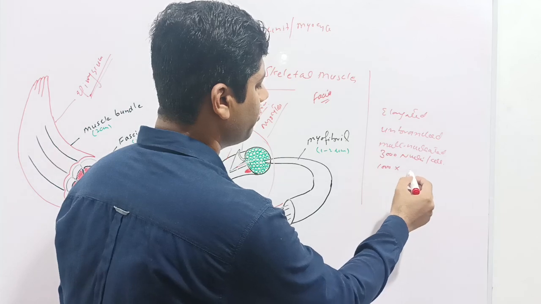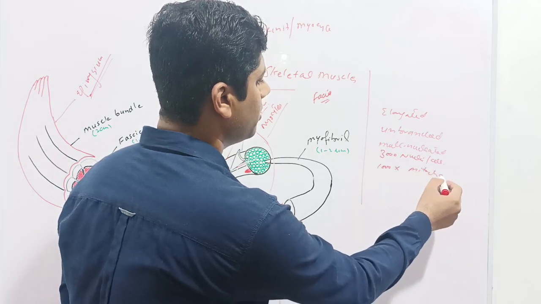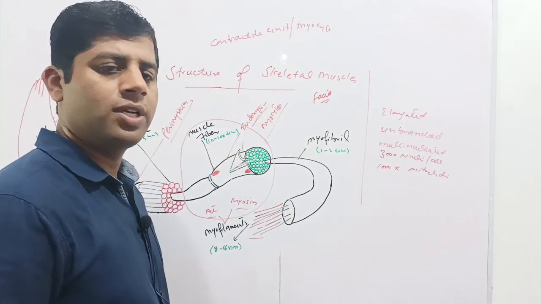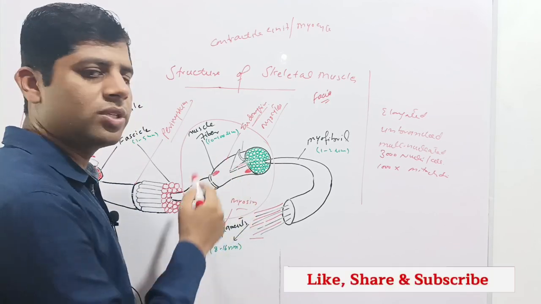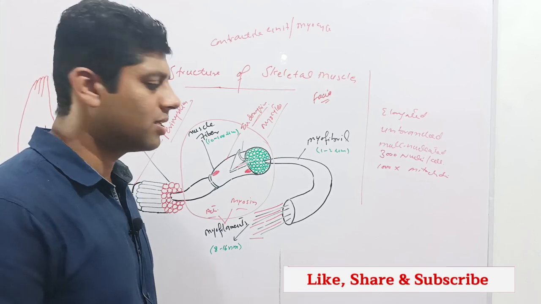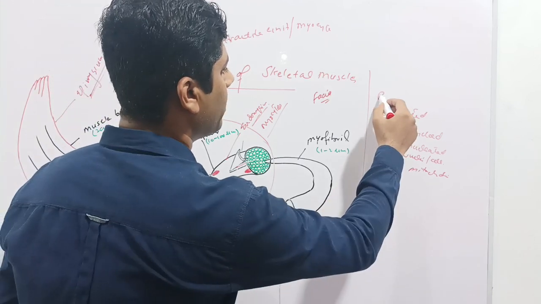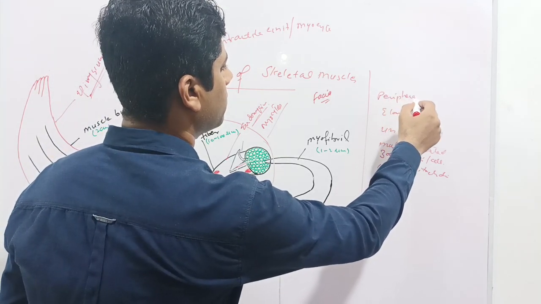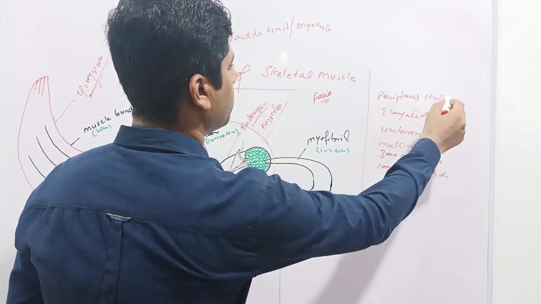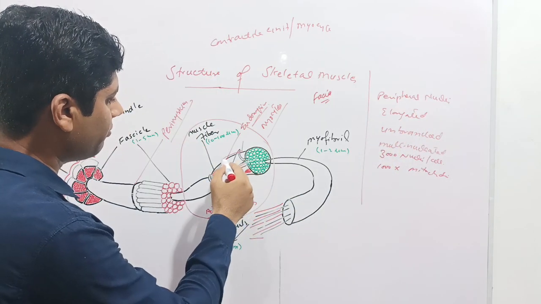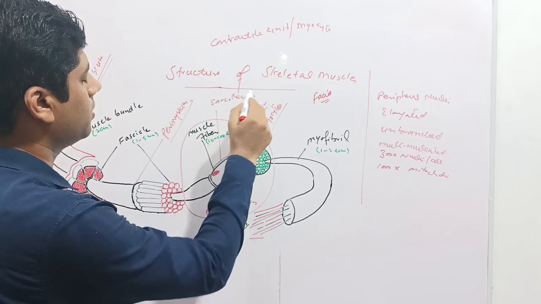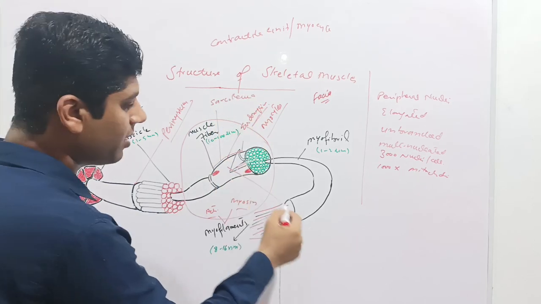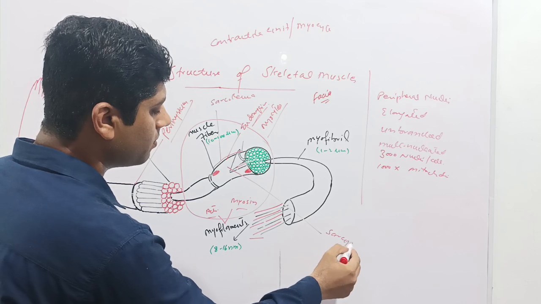So thousands of mitochondria are also present in each muscle fiber. And it should be kept in mind that the nuclei present in the muscle fibers are peripheral. These are attached to the sides or walls of the muscle fibers, so they have peripheral nuclei. The cell membrane of the muscle fiber is called sarcolemma. The matrix present in this muscle fiber is called sarcoplasm.